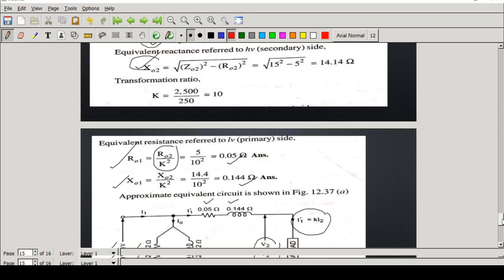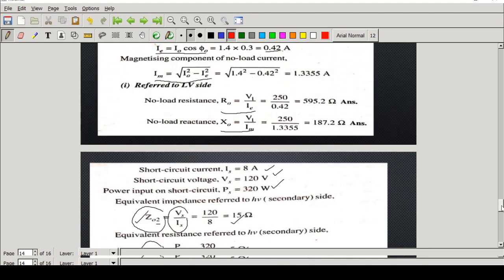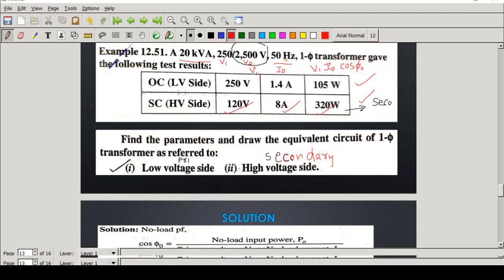This test you usually do in the lab, and in the lab you will get two tables like this, open circuit test and short circuit test. Based on these two sets of values you can draw the equivalent circuit, whether referred to the primary or to the secondary. The very important thing to understand is that in the short circuit test all the measuring is done on the high voltage side, and in the open circuit test all the readings are taken on the low voltage side. So first, when you get a question, you have to think which is the high voltage side, primary or secondary.